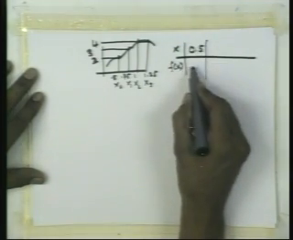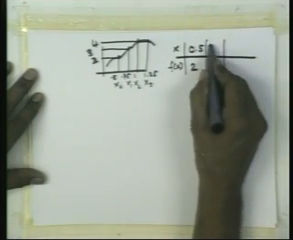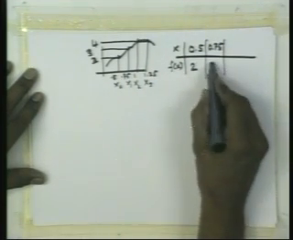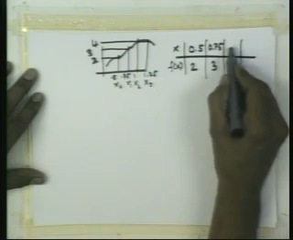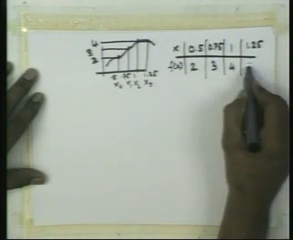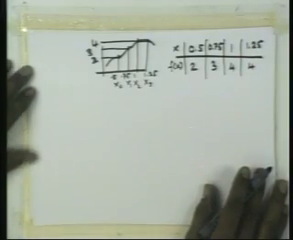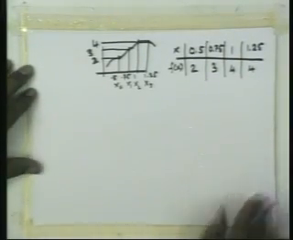Then I have intensity is 2, 0.75, intensity is 3, 1, intensity is 4, 1.25, intensity is 4. It is a very small image, so that we can work it out.